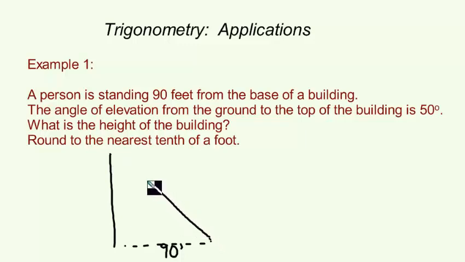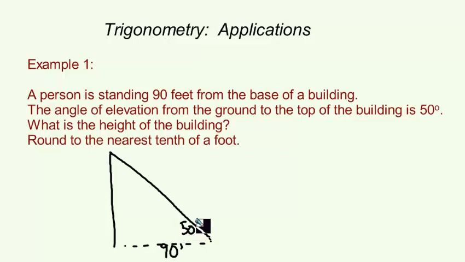Now they're going to talk a lot about angles of elevation and angles of depression probably in these problems. Keep in mind, an angle of elevation or an angle of depression are both measured against a horizontal surface. So what that's saying is the ground is the horizontal surface. The angle that the person's eyes make with the ground is 50 degrees.